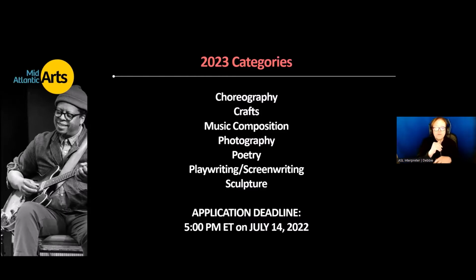Categories offered for the 2023 award cycle will be choreography, crafts, music composition, photography, poetry, playwriting/screenwriting, and sculpture. Only applications in these categories will be accepted for the 2023 fellowships. You may submit one application in a single category per year. If your work doesn't fall under one of these categories, then we invite you to see the program guidelines for the full category rotation schedule and apply under the appropriate award category in a future program year.